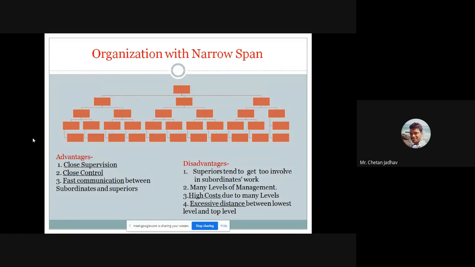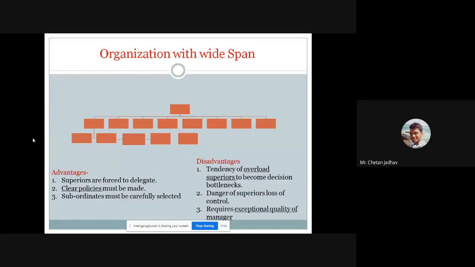The second thing is the organization with a wide span. In this organization structure, there are fewer levels. Fewer means only one or two levels will be there in this organization structure, and we are not giving any levels to the manager, subordinates, superiors or team leaders. We are considering, after the top level manager, everyone in one group only.